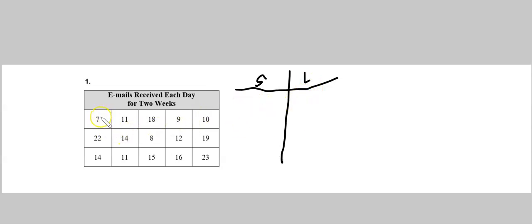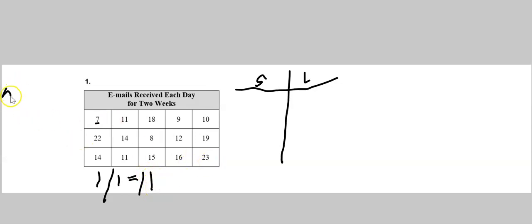So we're looking at this data set. We have 7, 11, 18, 9, 10, 22, 14, 8, 12, 19, 14, 11, 15, 16, and 23. Remember that your leaves are always your ones place and your stems are going to be our tens place in this instance. So if I have 11, then it's going to be a 1 stem, the line, and then a 1 leaf. So that would represent 11.